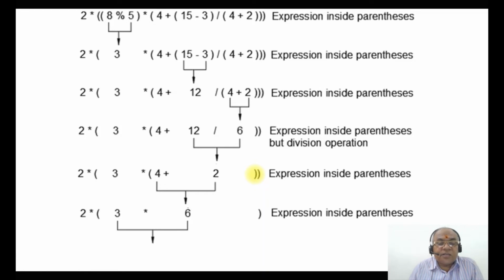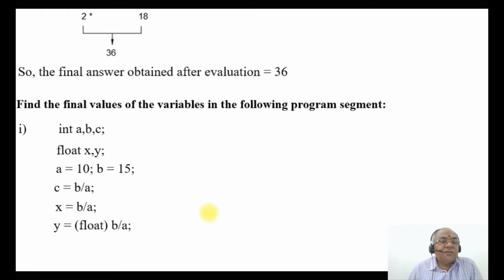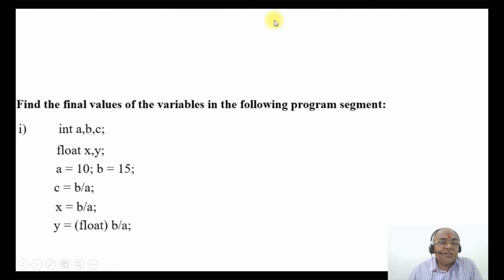2 star 3 into 6. Then this bracket is removed, and we have only one expression. 2 star 3 into 6 becomes 18. 2 into 18 is equal to 36. So this is going to be the final answer. The final answer obtained after the evaluation is equal to 36. So this is how, for this particular expression, you are going to get the final value as 36.